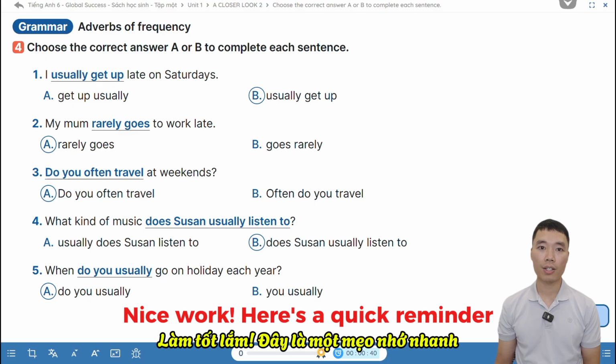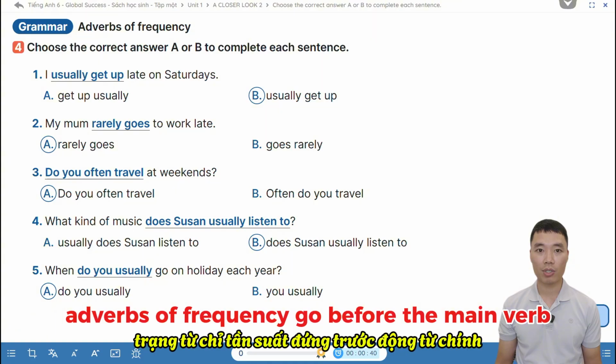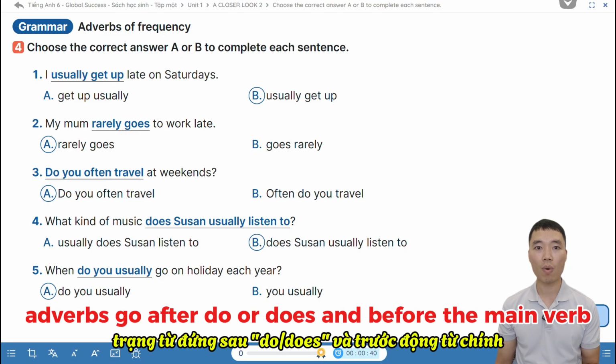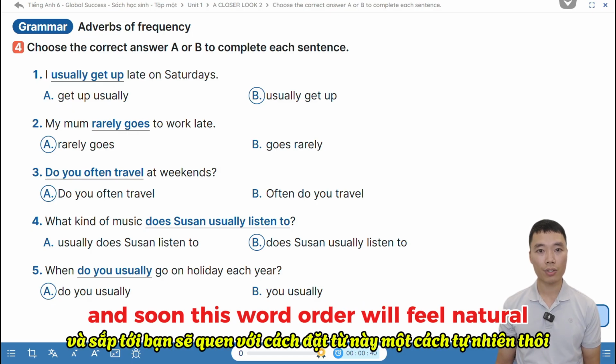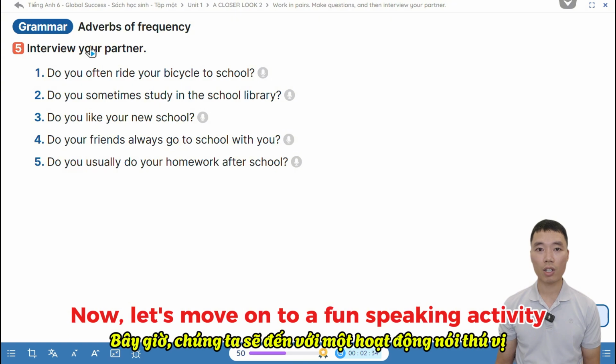Nice work! Here's a quick reminder. In positive sentences, adverbs of frequency go before the main verb. In questions, adverbs go after do or does and before the main verb. Keep practicing and soon this word order will feel natural. Now, let's move on to a fun speaking activity.